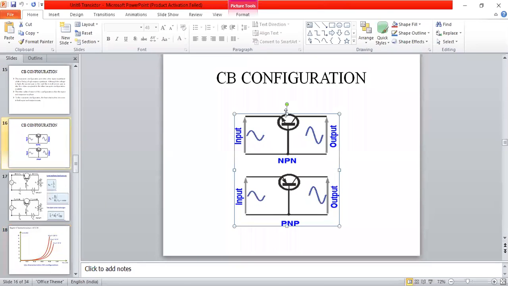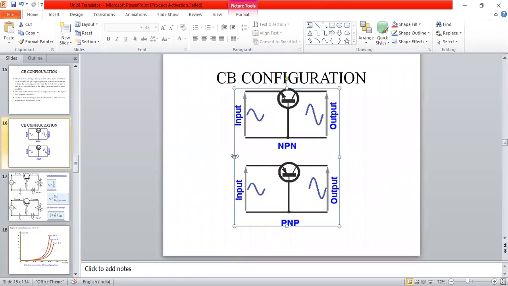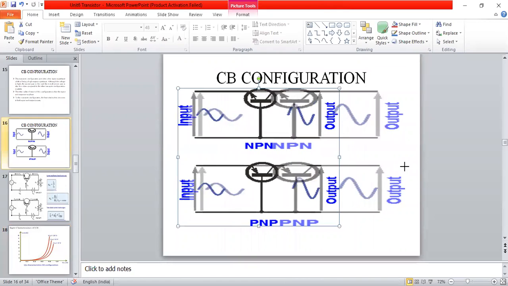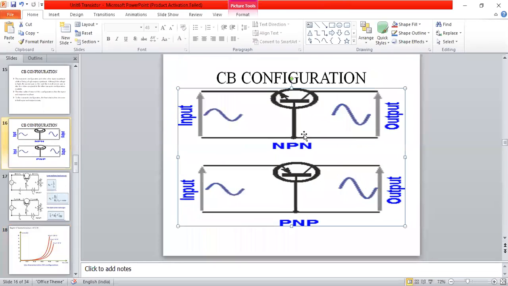See here, this diagram is visible. We can zoom it also. So this is an NPN transistor. This is a PNP transistor here now. So NPN and PNP, whatever it may be, this one only we have to consider. P to N, we have to move here now.